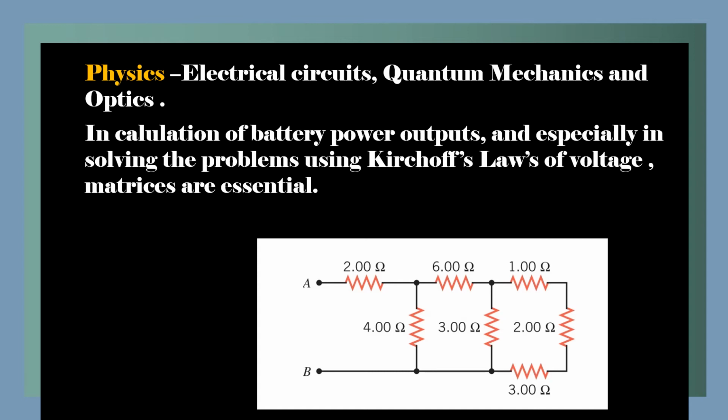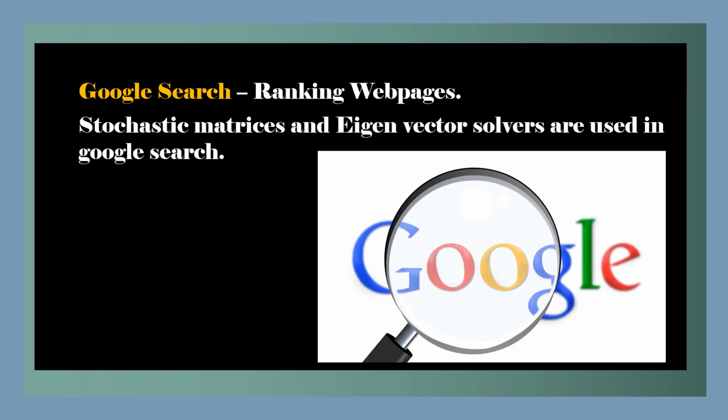Let's take physics. In physics, matrices are used in electrical circuits, quantum mechanics, and optics. It is mainly used in calculating the battery power outputs and especially in solving problems using Kirchhoff's law, using voltage matrices, etc. In Google search, matrices are used, especially when you are trying to rank the web pages. Stochastic matrices and eigenvector values are used in order to get maximum input in ranking the web pages.